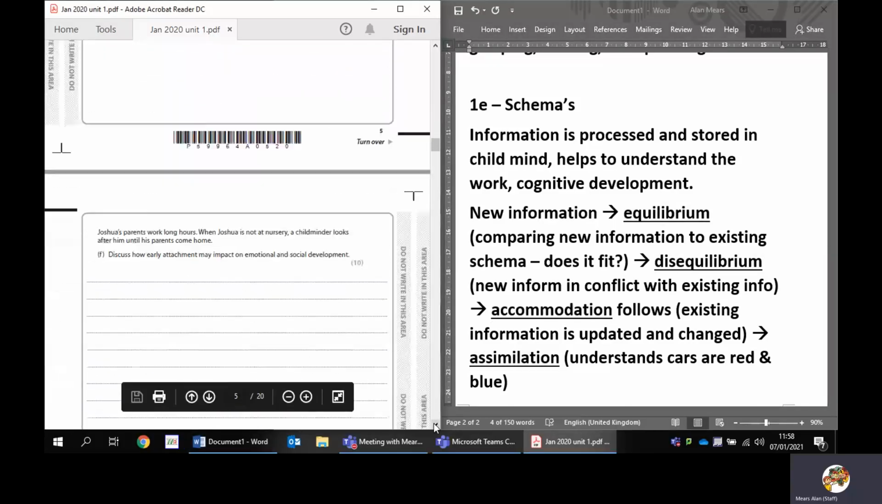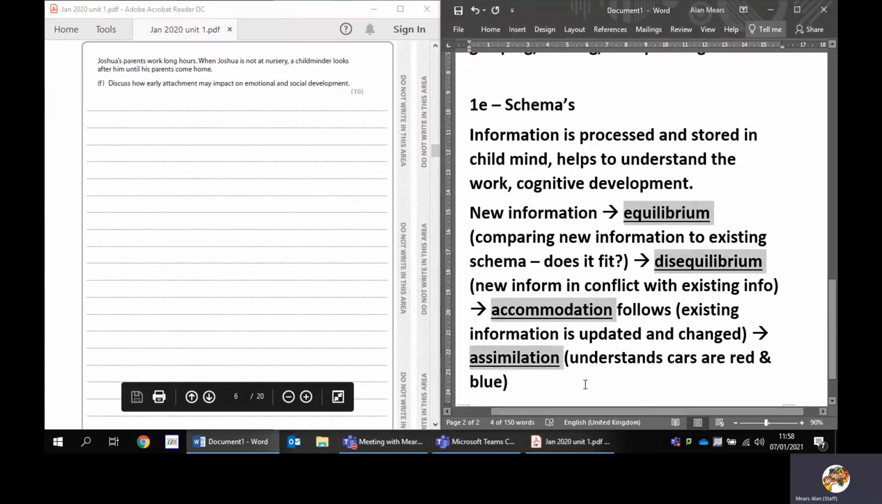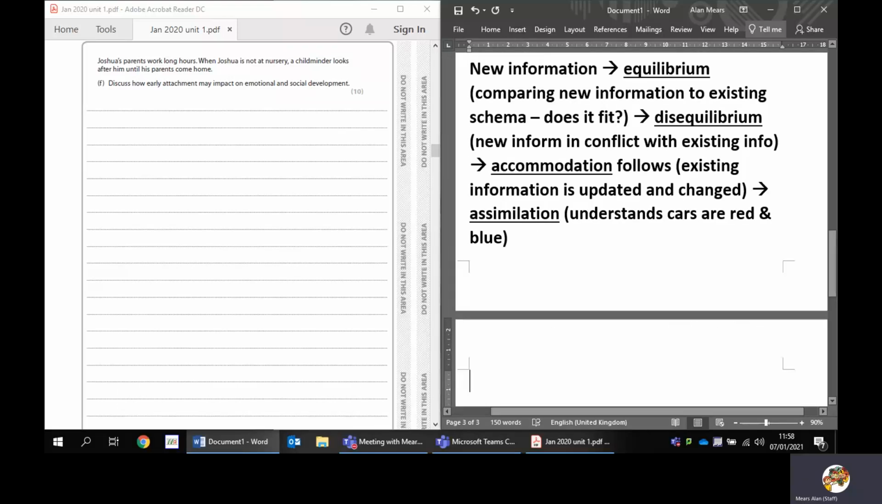Okay. Question 1F. So we're still talking about Josh and his family. This is our first 10 marker here. So again, I'm not going to write the full 10 marker out, but we'll go through the key points, the key ideas that we could and should think about including. So this question is, Josh's parents work long hours. Josh is not at nursery. A childminder looks after him until his parents come home. Discuss how early attachment may impact on emotional and social development. So key things in that question, we've got early attachment.